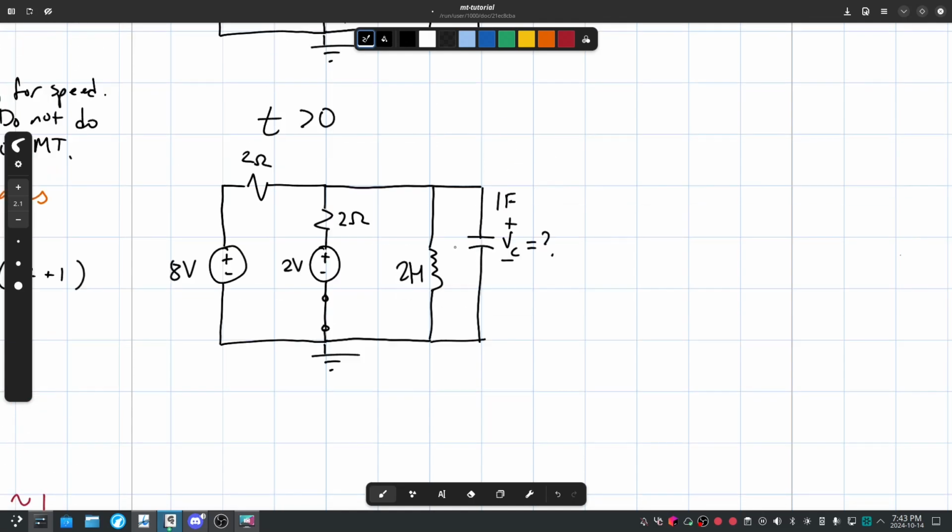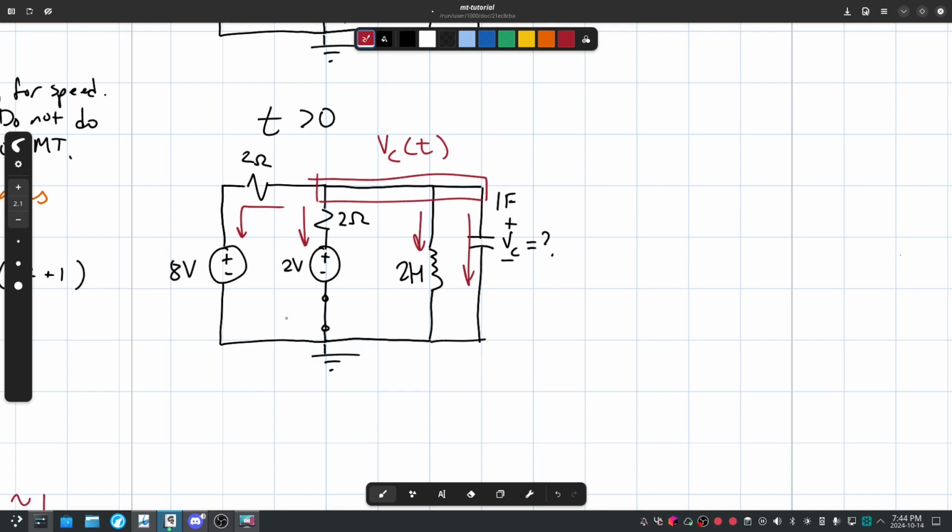Okay, so this is at T greater than 0, and we are going to find VC at T. That's different. T equals 0 plus is different. So we're going to assume that all the current rolls down. The direction doesn't really matter except for this one. This one has to be in this direction. It should flow from positive to negative.